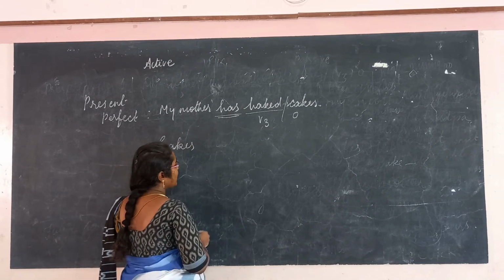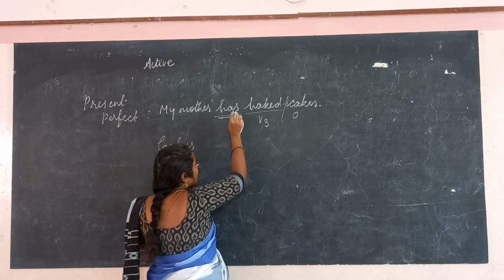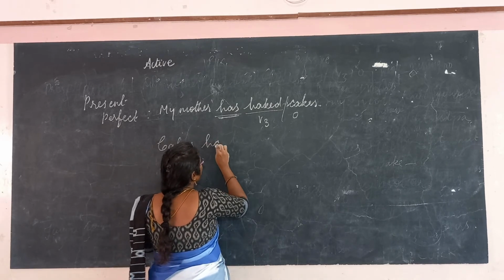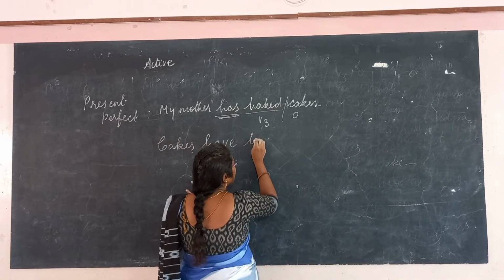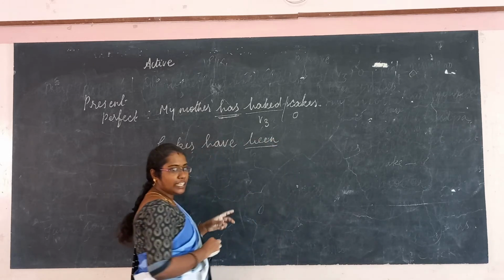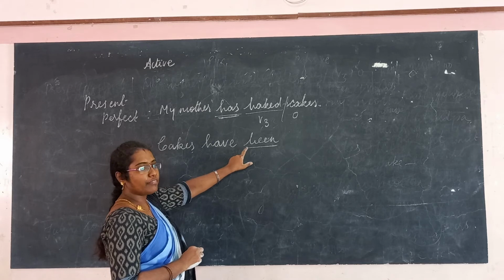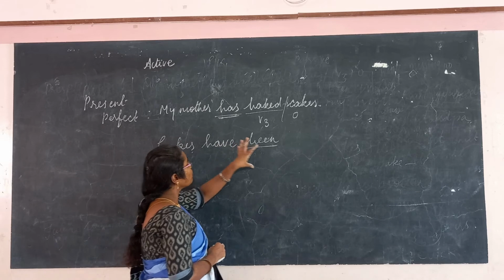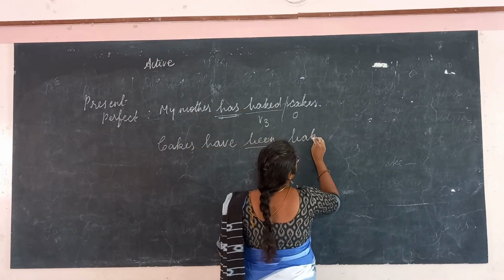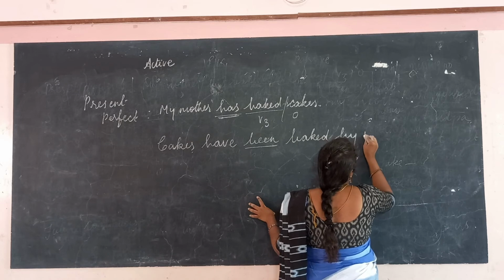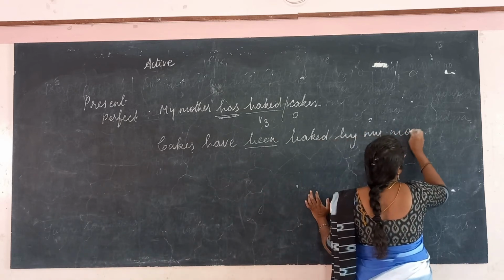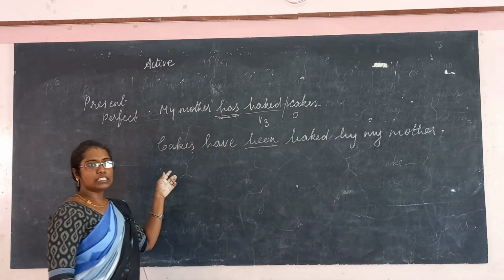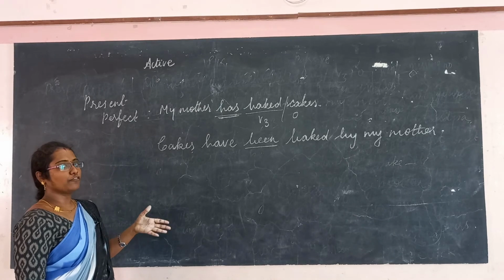Cakes are plural. Okay, so now you don't use the word has. Has is only for the third person singular, but this is plural. So cakes have been. Have, and the word been is used in the perfect, like being in the continuous. For the perfect you have to use the word been. So the answer is cakes have been baked by my mother. Okay, so now let me tell you how this will be changed into past perfect and future perfect.